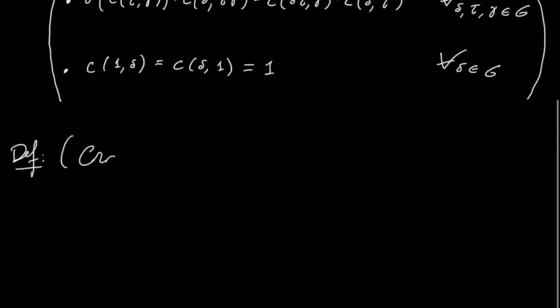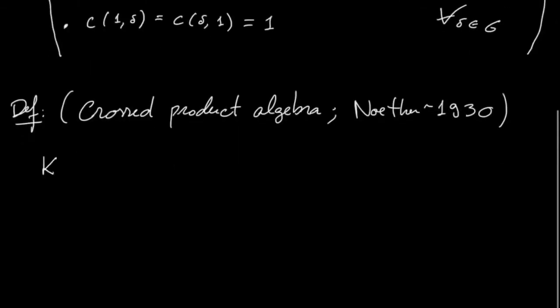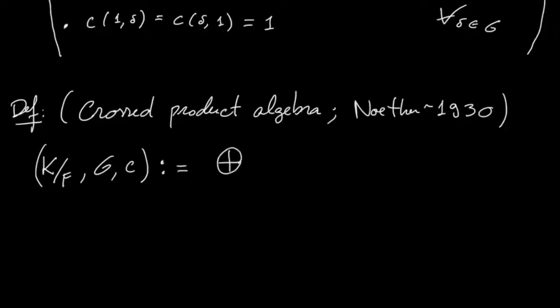Cross-product algebras were introduced by Noether around the 1930s, and they are defined as follows. So we have our Galois field extension, our Galois group, and also this normalized Tuchel cycle. So we consider a vector space where we take the sum indexed over all elements of the Galois group of copies of K, capital K, and then formal symbols nu sigma.